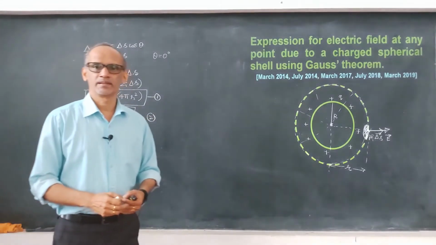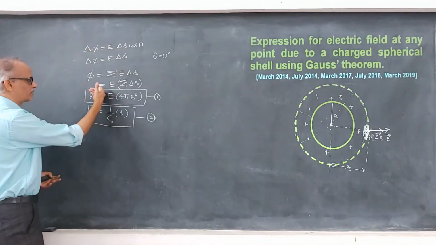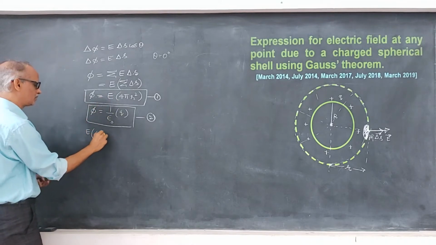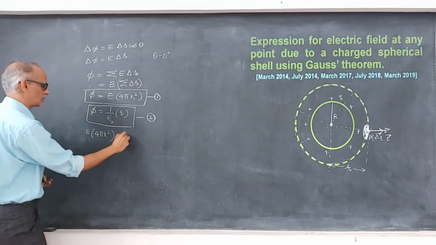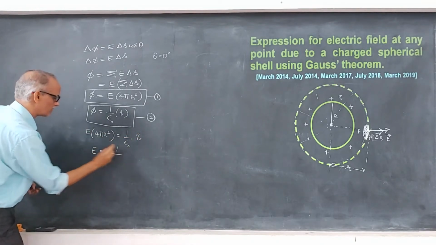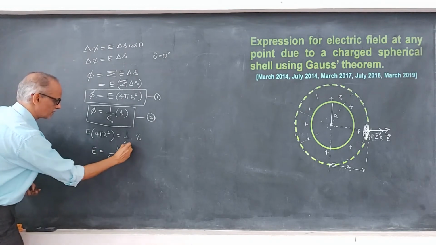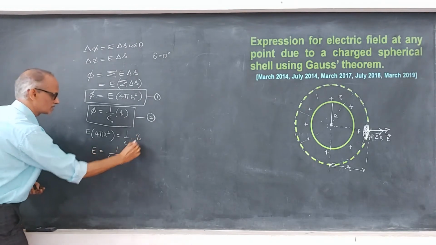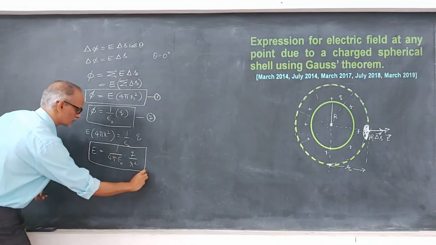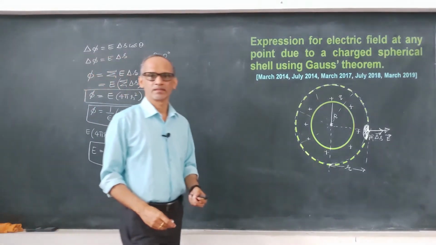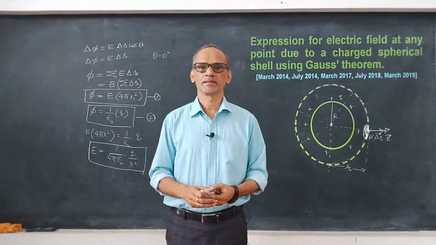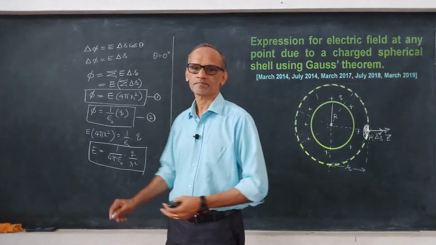So, we have another equation for the flux. And now we have to equate them, because this will give you the total flux, this also will give you the total flux. So, therefore, equate E into 4 pi r square is equal to 1 by epsilon naught into Q. Therefore, E is equal to 1 by 4 pi epsilon naught into Q by r square. So, this is one of the expressions for electric field at a point outside a charged spherical conductor. So, this is one of the cases.